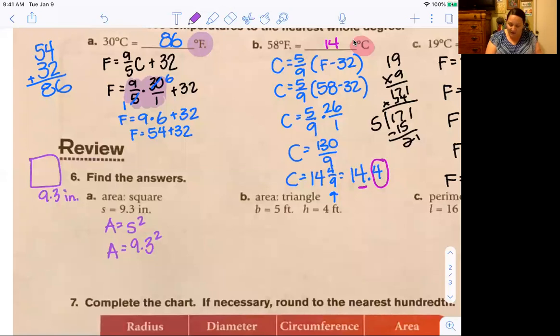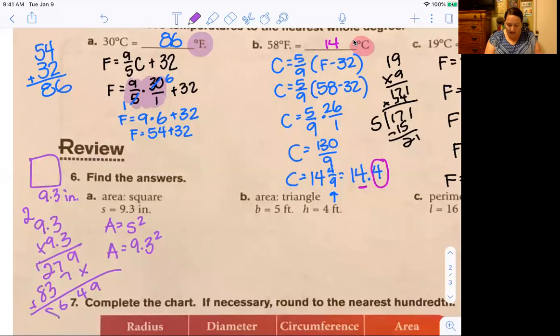Okay, let's multiply. Is it 9.3 times 2? Is it 18.6, our answer? Nope. We're going to do 9.3 times 9.3. 3 times 3 is 9. 3 times 9 is 27. 3 times 9 is 27. And 9 times 9 is 81, plus 2 is 83. When we add this, we get 86.49. So our area equals 86.49 square inches.